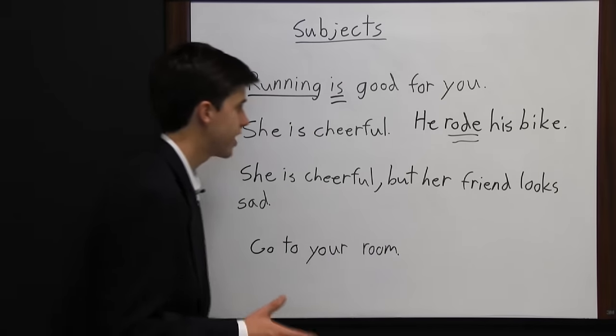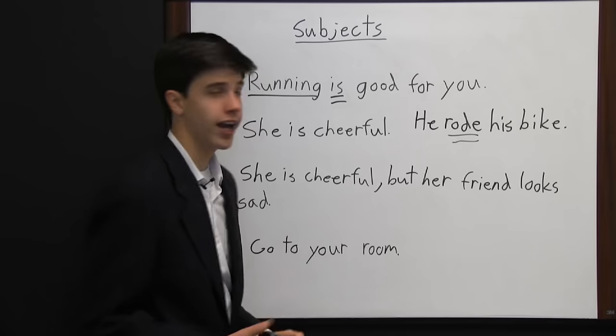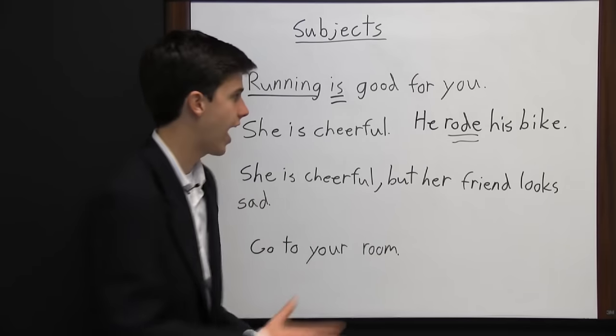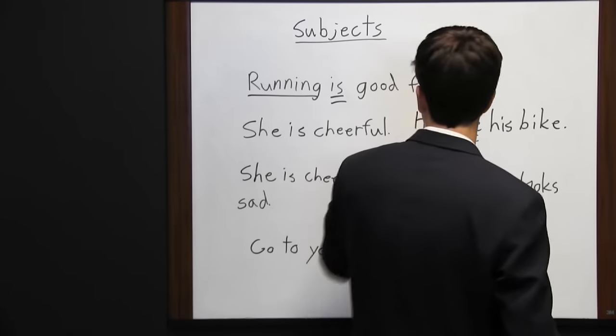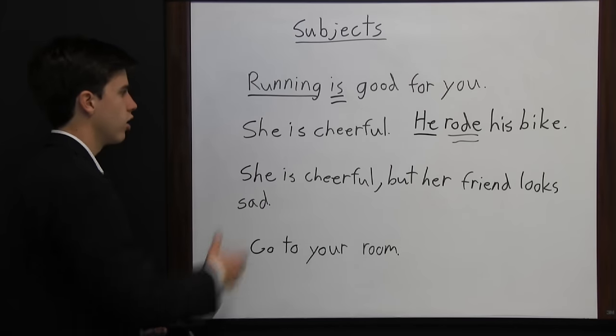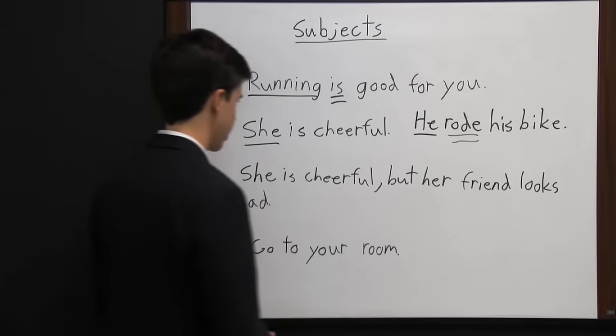So again, you can just ask the question, who is riding here? Who is the person or the thing doing the action here? Well, the action is riding, so then who is riding? He is riding, so he would be the subject. Over here, she is cheerful. Okay, who is cheerful? She is cheerful, so she would be the subject.